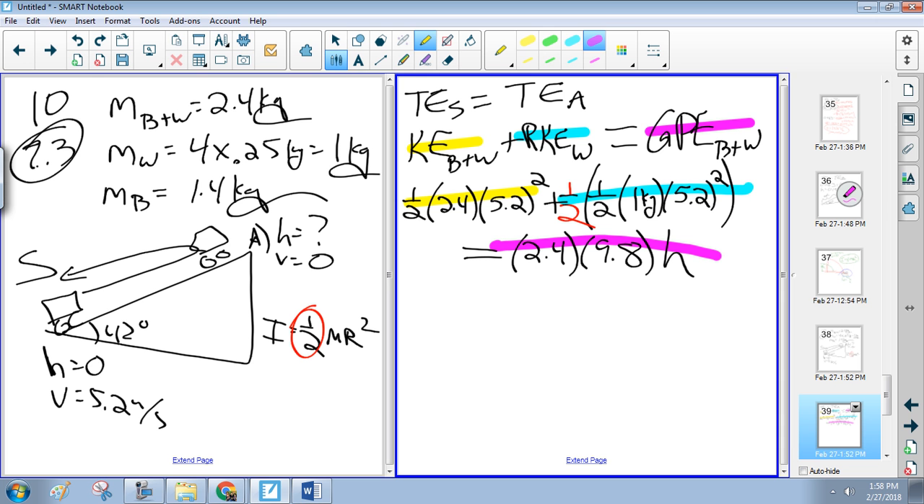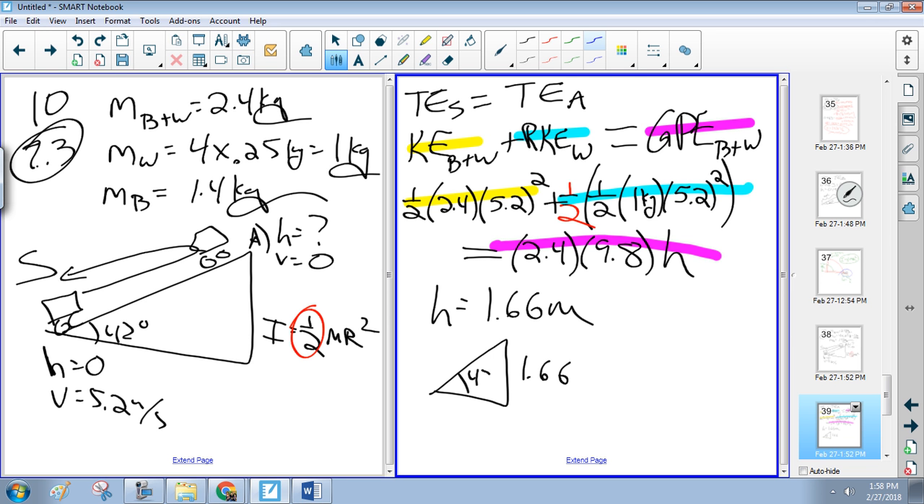Cool? Does anybody know what that h turns out to be if you solve it? Anybody ever written it down? That rings a bell with me. 1.66 meters? Okay, cool. So now I can do a little bit of trig and find how far it rolled, right? 1.66. Here's my angle of 42 degrees. So now I can find my displacement just by dividing by the sine of 42, right? Cool.